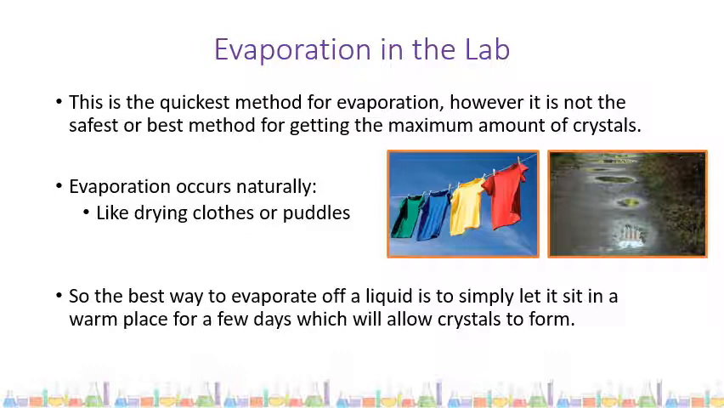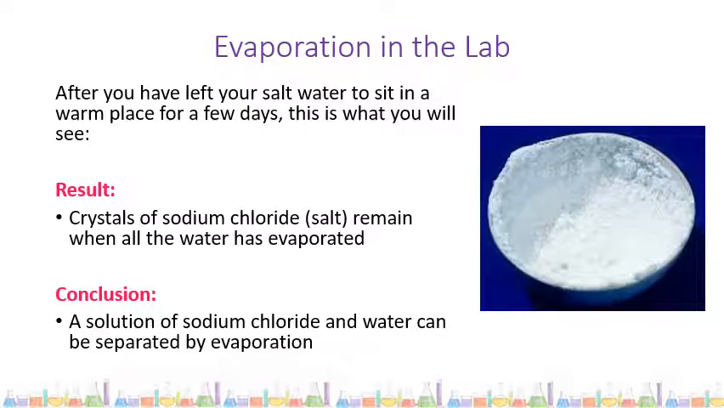So evaporation, as we know, occurs naturally, like drying clothes, or puddles, that when the sun comes out, the puddles and the water in them evaporates off and they become dry. So the best way to evaporate off a liquid is simply to let it sit in a warm place for a few days, and this will allow all of the water to evaporate off and the crystals to form. So you could put it on a nice windowsill that gets lots of sunlight during the day, and that will allow the water to evaporate off. That's the best way to do it. It means you would get a lot more crystals.